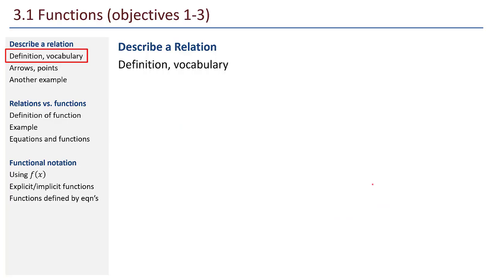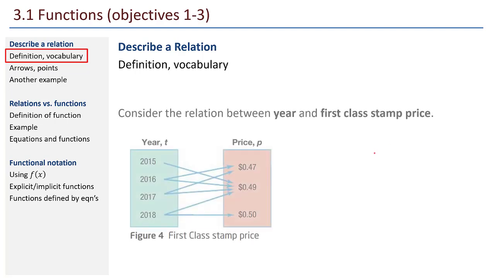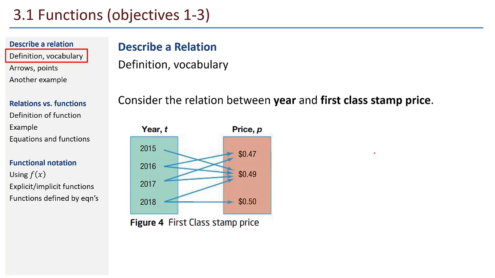So we start with a relation. What is a relation? I'll start with an example. Here is a relation between year and first class stamp price. Look on the left, we see several years, 2015, 2016, 2017, 2018. And on the right, there are some prices of stamps. In 2015, the price of a first class stamp, follow the arrow, was 49 cents.